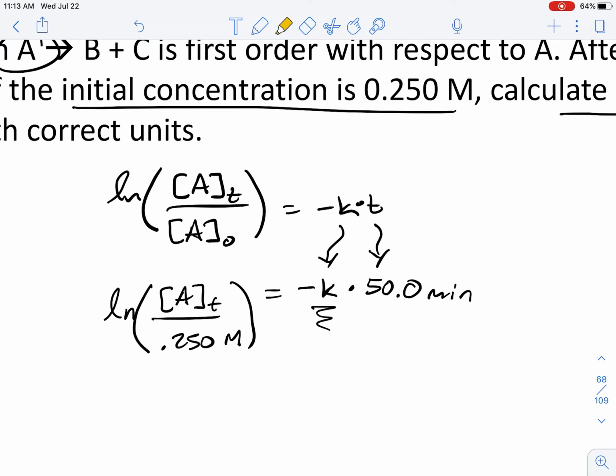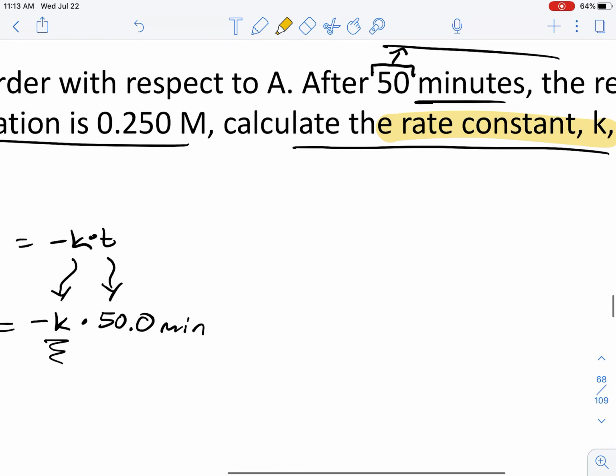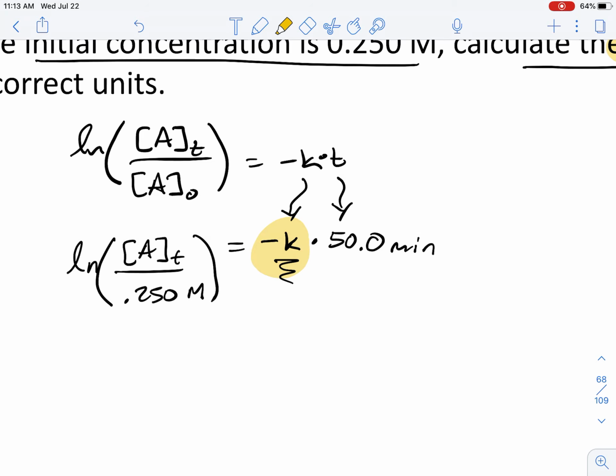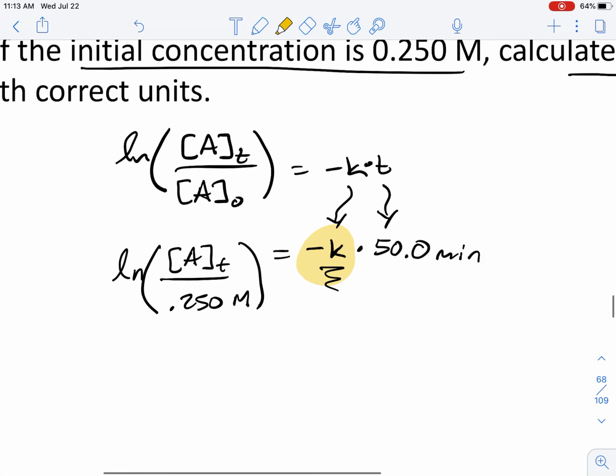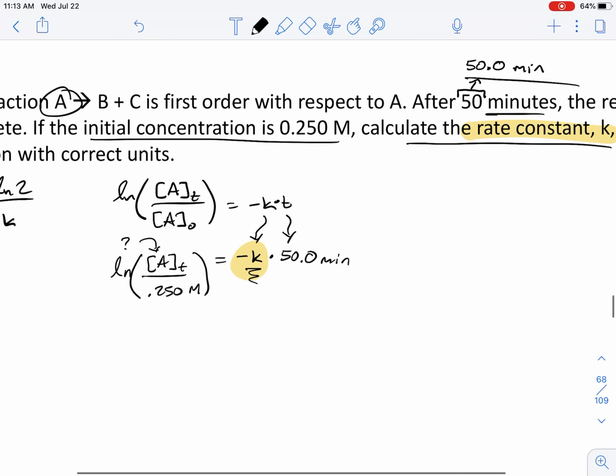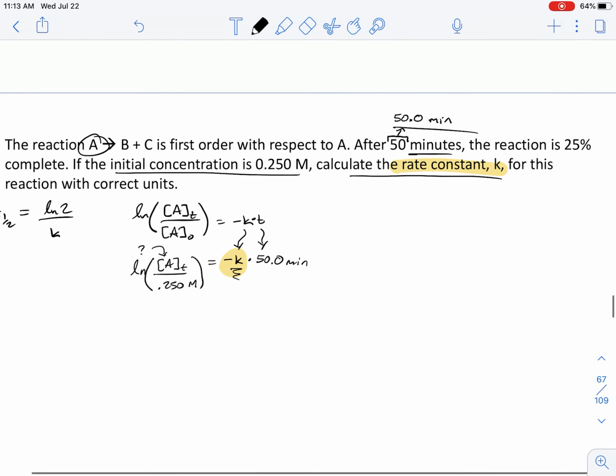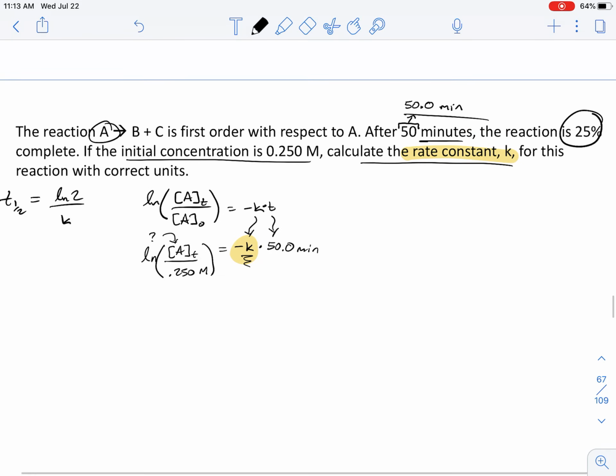Okay. So we're going to calculate the rate constant k. This is what we're truly solving for. For us to solve for the rate constant k, we need to figure out this concentration term. The last piece of information that I haven't incorporated yet is this value right here, 25% complete.